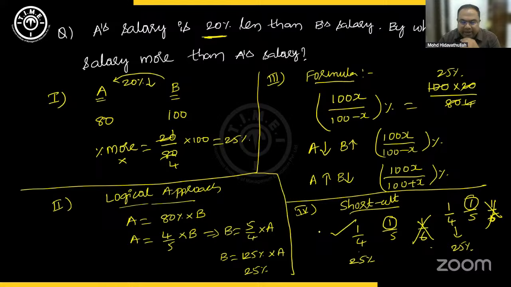With 12, 120 plus 12, 132. So 100 becoming 132. So I can say 32% increase. First approach. Second approach, it is a successive percentage.